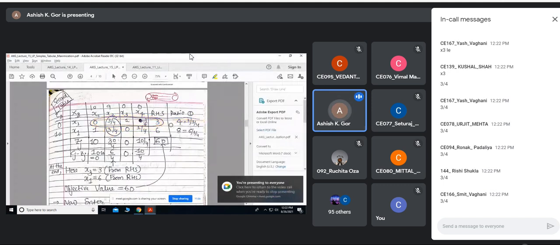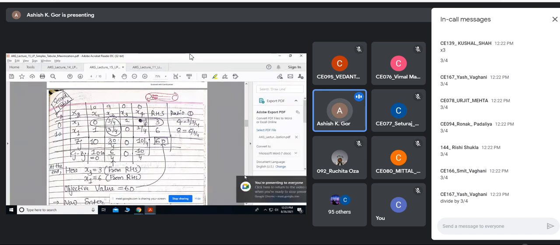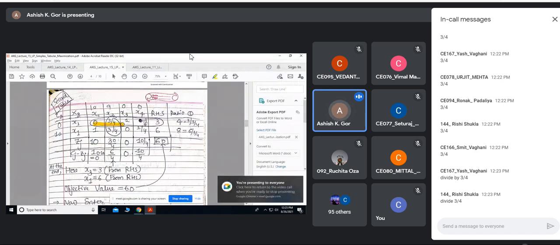What we have to do with the first column, Rishi? Smith, what we have to do with the first column? I mean, the row containing the pivot, what we have to do? Divide by 3 by 4. So divide the entire row by 3 by 4. Divide by 3 by 4 means multiply by 4 by 3.